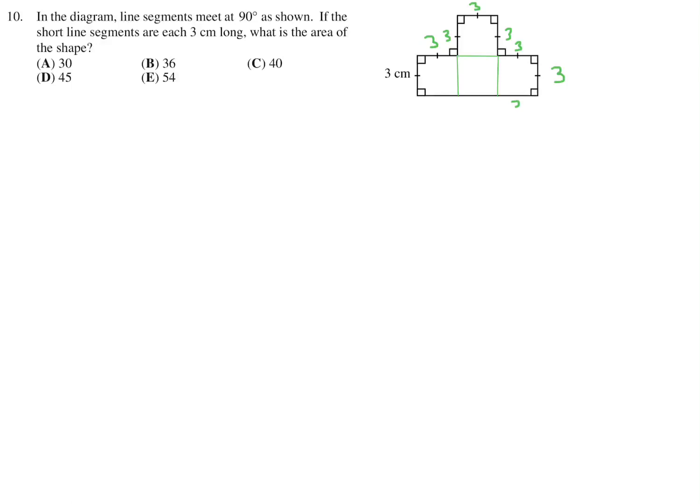It just keeps going like that, and it seems like these are all squares. This is 3, this is 3, right? So each of these is a 3 by 3 square. And that area is 9 for each of these squares. But we have 4 of them, so the total area is 4 times 9, which is 36. So therefore the answer to number 10 is B.